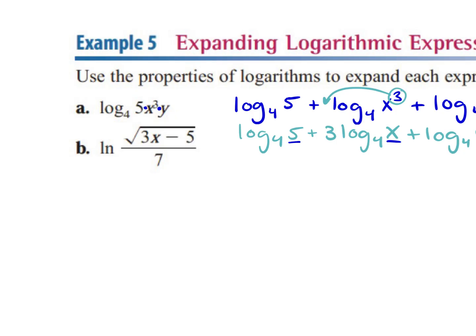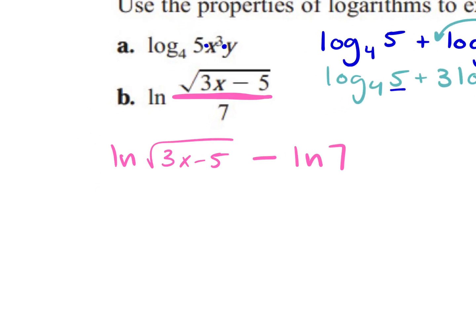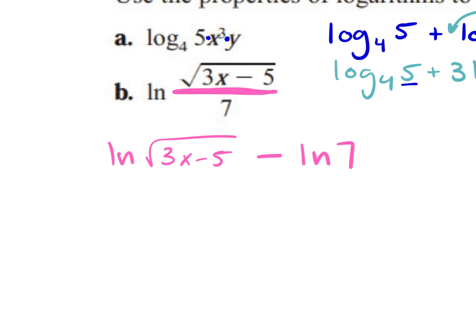Let's do B. So here we're dividing. What goes with division? Subtraction. So I'd say ln of the square root of 3x minus 5 minus the ln of 7. Now here we can actually simplify a little bit more. How would I write the square root as an exponent?